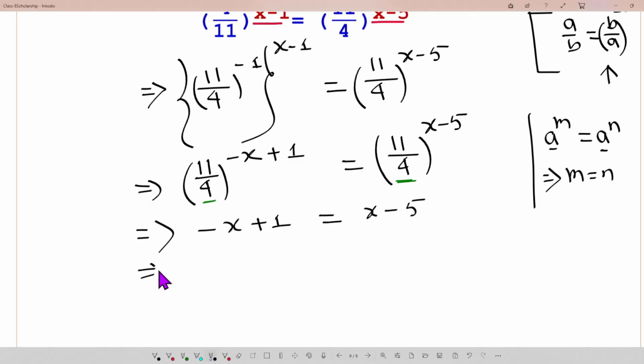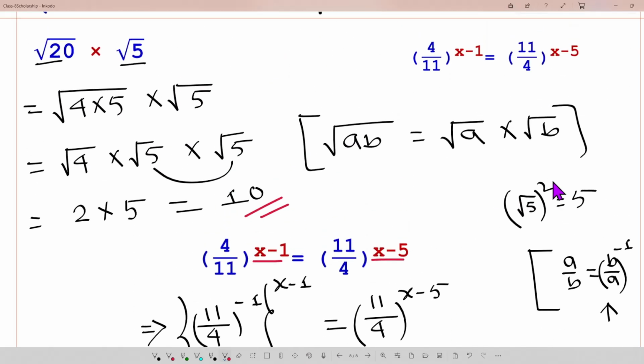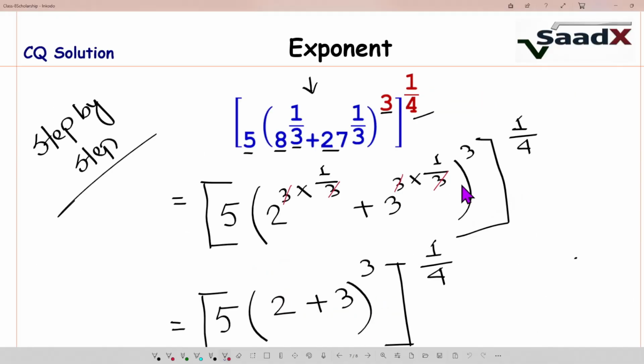Now we can exchange variable and constant. So minus x and this x become minus x, equals minus 5 and this one becomes minus 1. So minus x minus x is minus 2x, equals minus 5 minus 1, it will be minus 6. Now we can divide both sides by minus 2. We will get x equals 3 and this is our answer. Very simple. So in this video I tried to solve 3 maths problems based on exponent and arithmetic simplification.